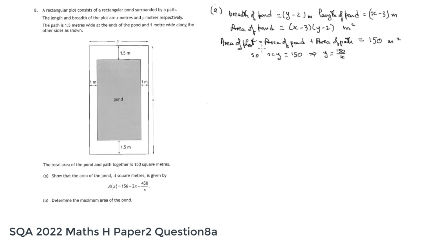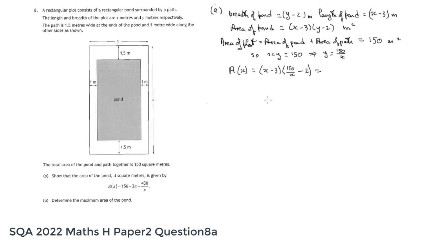And that means we can now go and find an expression for the area of the pond in terms of x, which is what's required. So the length of the pond is x. We now know the breadth of the pond will be 150 over x, we're replacing y by that, minus 2. And we're in a classic first, outsides, insides, last situation here.